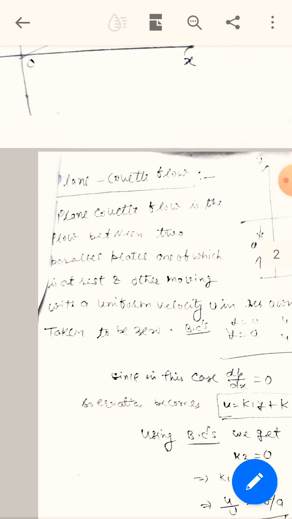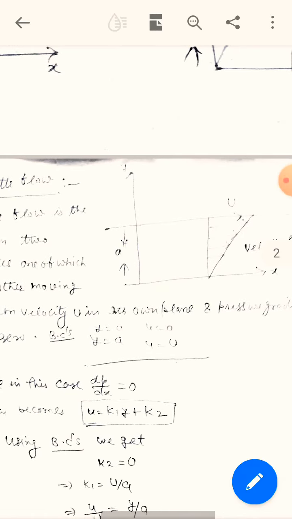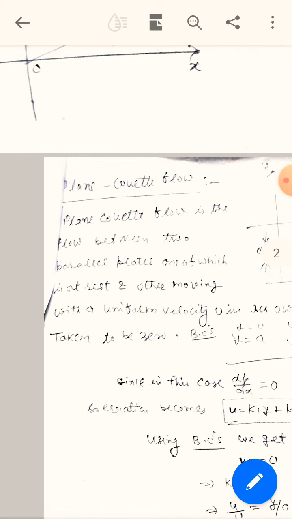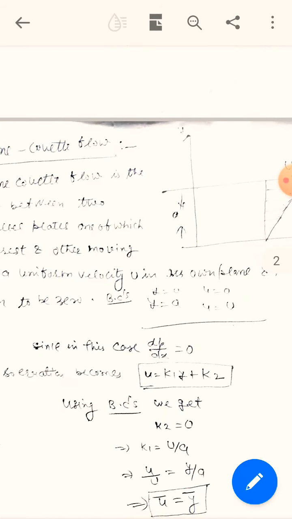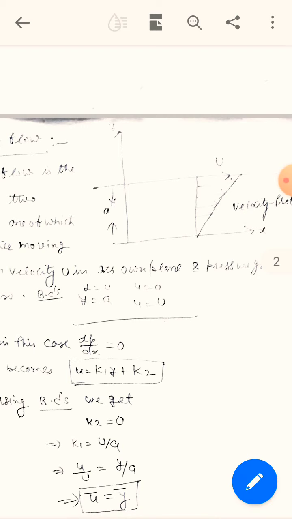The second case is plane Couette flow. Plane Couette flow is the flow between two parallel plates, one of which is at rest and the other moving with a uniform velocity capital U in its own plane, and the pressure gradient is taken to be 0 in this case. So the boundary conditions are: when y is equal to 0, u is equal to 0, and when y is equal to a, u is equal to capital U, where capital U is the velocity of the upper plate.